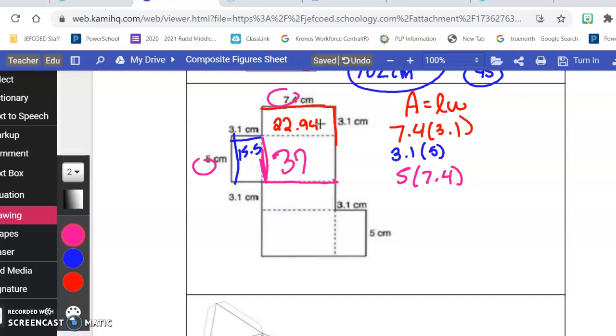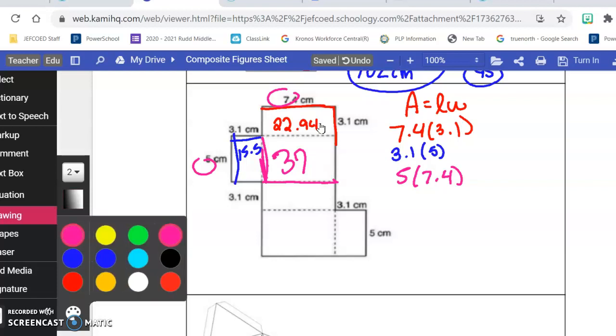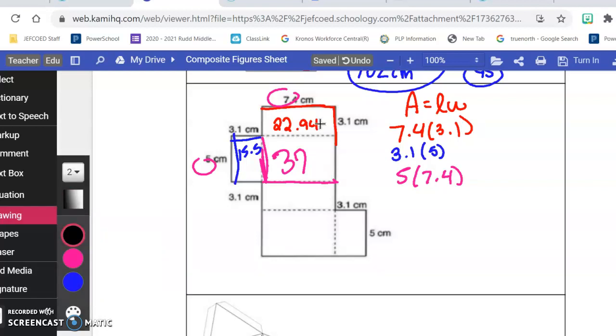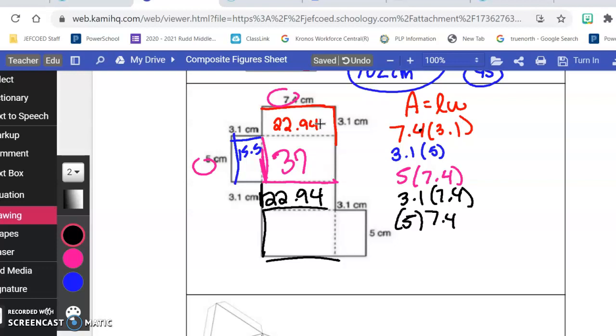All right, next one up. This little shape right here, I'm going to change colors again on it. I'm going to use black this time. This one's a 3.1 by 7.4. Now, wait a second. I've done a 3.1 by 7.4 again up there. That one's just 22.94. Now, look, this one right here, this is a 5 by 7.4. When I put that in the calculator, I get 37.